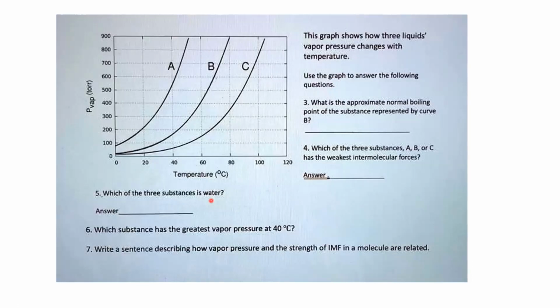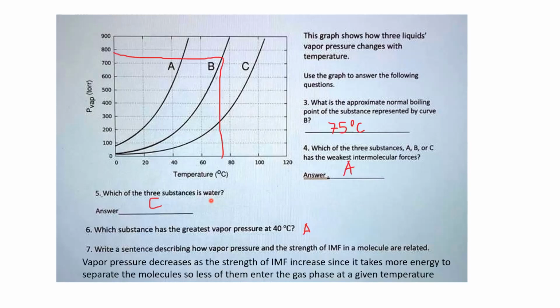All right, and then this graph here we want to use to answer these couple of questions related to vapor pressure. So with the first one, what is the approximate normal boiling point of the substance represented by curve B? So for this one, we just want to remember normal boiling point is just going to be the boiling point at standard pressure, so 1 atmosphere. This graph is in torr, so that's going to be 760 torr.